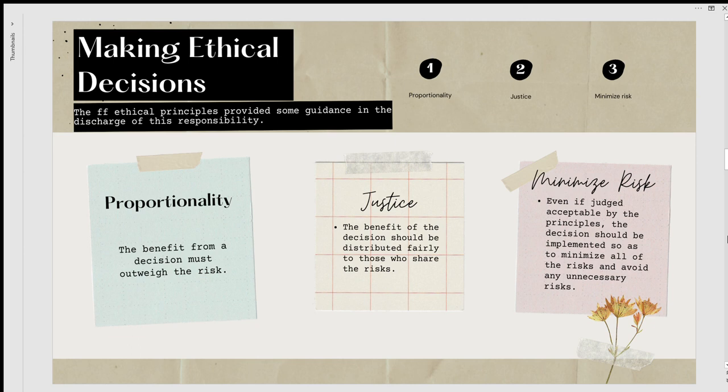So, ayun nga, if we are going to make a decision, we should choose the one that, if not all, most risk will be eliminated, like mami-minimize siya, so we can avoid unnecessary risk.